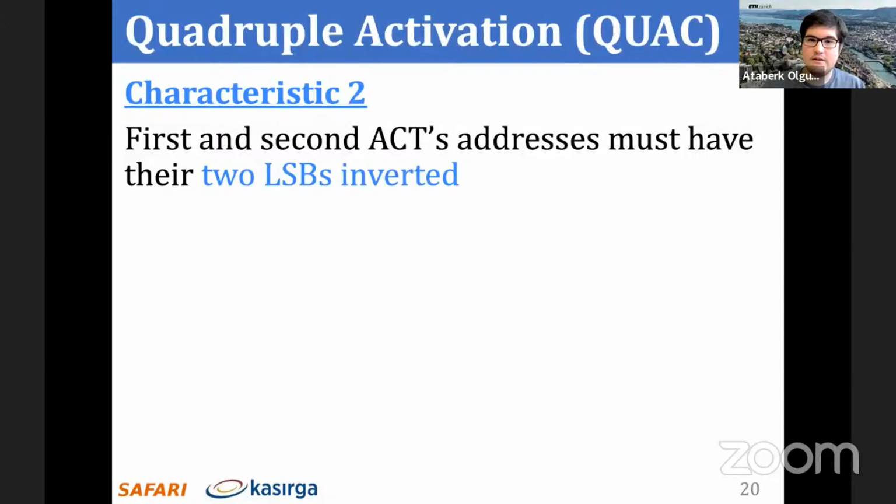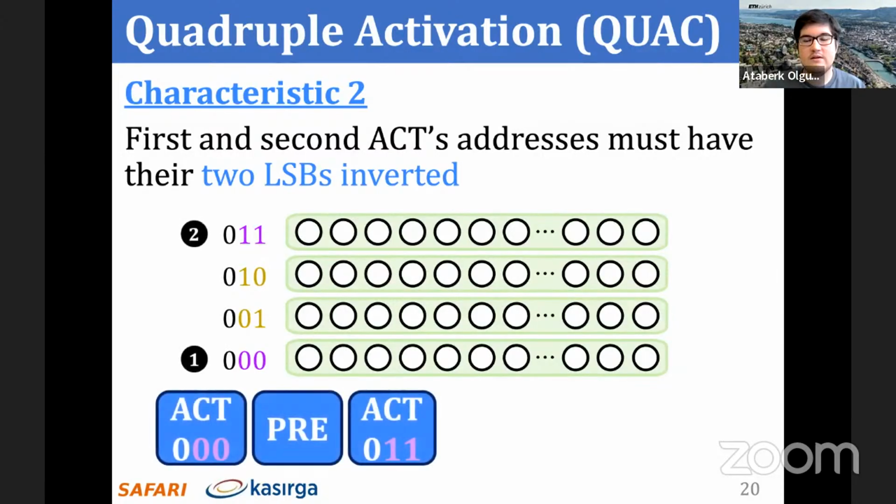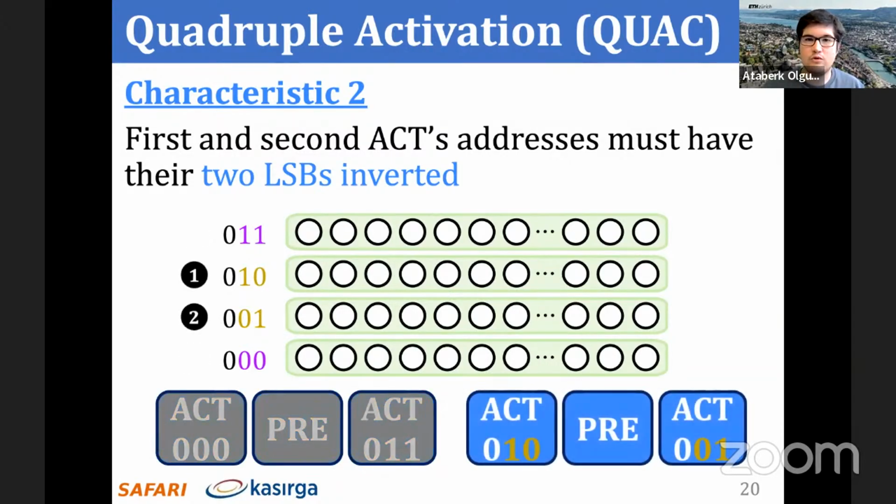The second characteristic is that QUAC must activate the 2 rows with addresses that have their 2 least significant bits inverted. Here we use the same color to highlight the least significant 2 bits in row addresses that can be targeted by activate commands to perform QUAC. When the first activate targets row 0 and the second activate targets row 3, we observe valid QUAC operations as the least significant 2 bits of these addresses are inverted. Similarly, when the first activate targets row 2 and the second activate targets row 1, we observe valid QUAC operations.